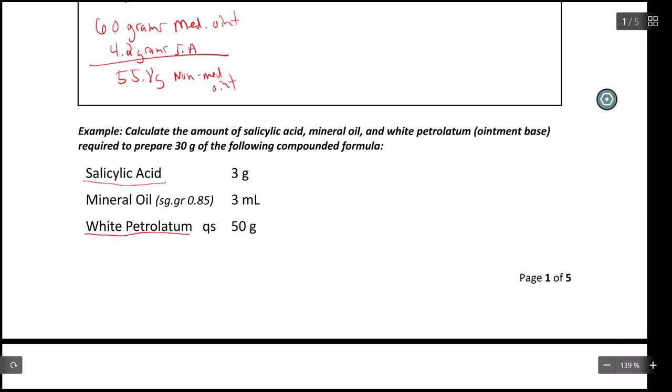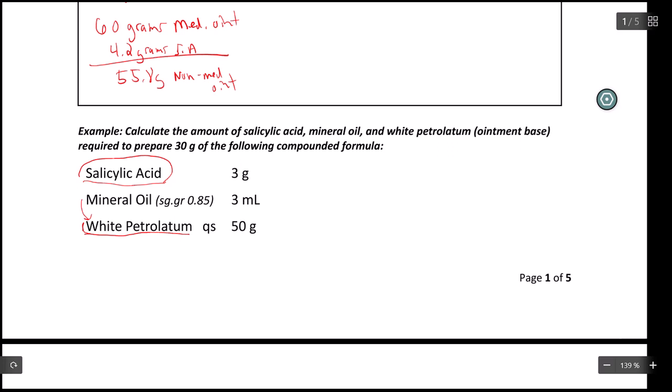And anytime we put a dry powder like salicylic acid into something that's a semi-solid, like a white petrolatum or ointment or gel, we like to wet it first. We like to what we call levigate it. We're going to do that with this other ingredient, which is mineral oil, which is an oil that will mix well with the white petrolatum.